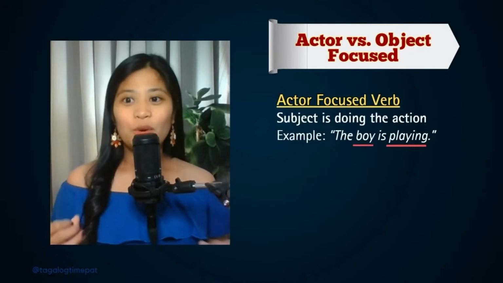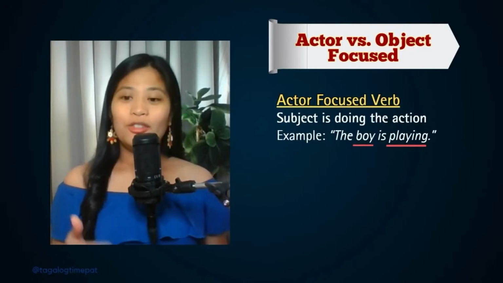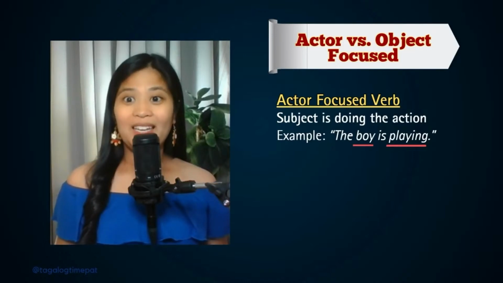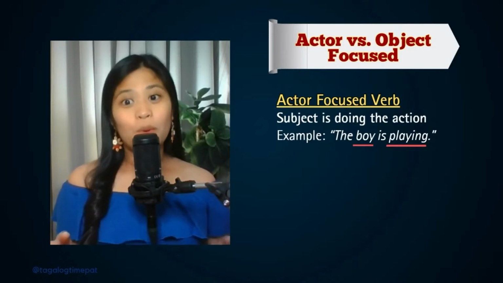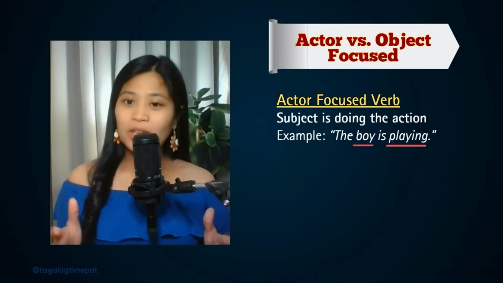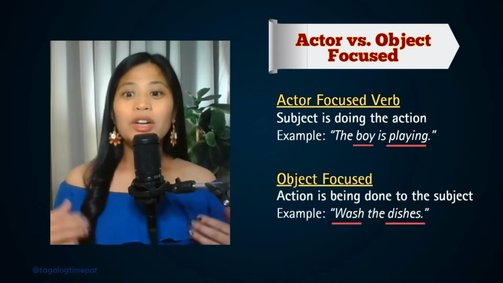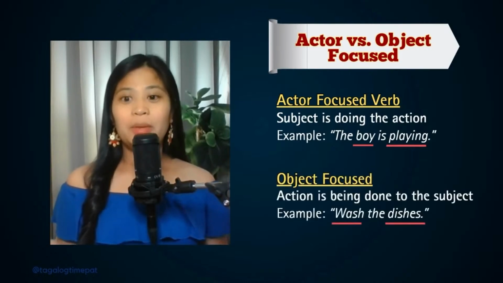Well, an actor focused verb means that the subject is doing the action. For example, the boy is playing. Here, the subject is the boy, and he is doing the action. He is playing. So the focus here is on the subject. Whereas for an object-focused verb, the action is being done to the subject.